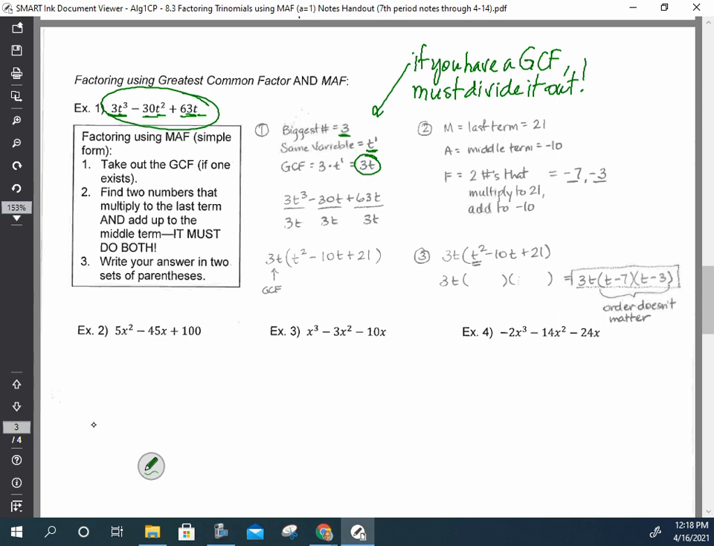So this is where it was divided out. 3 divided by 3 is 1. T to the third divided by t is t squared. 30 divided by 3 is 10, and that would be 10t. 63 divided by 3 is 21. T drops out. And this is what you get at the end of step 1.